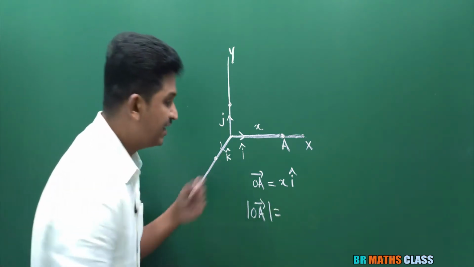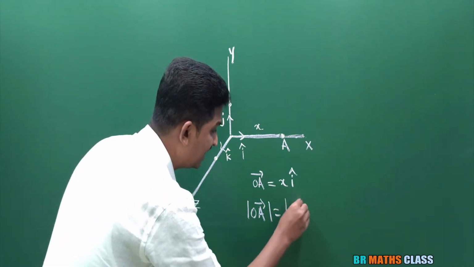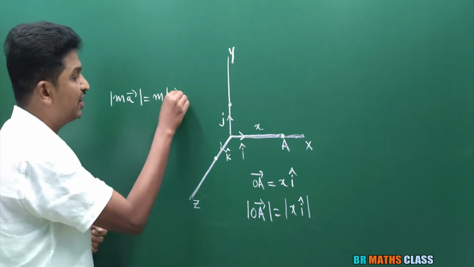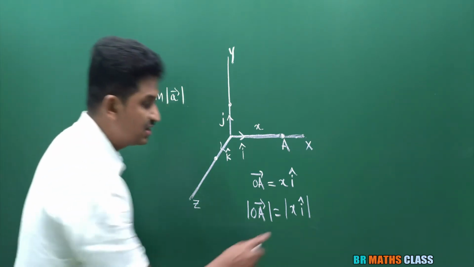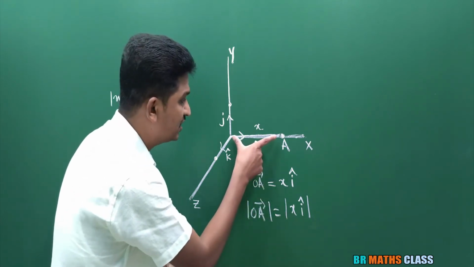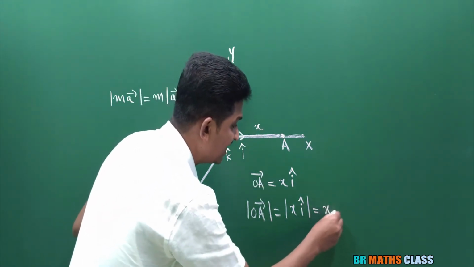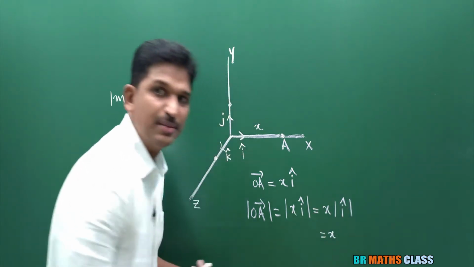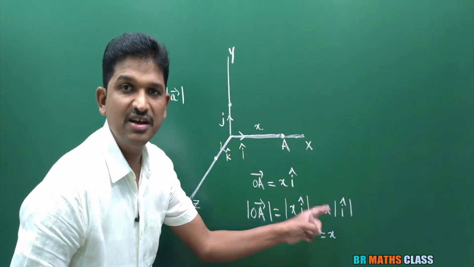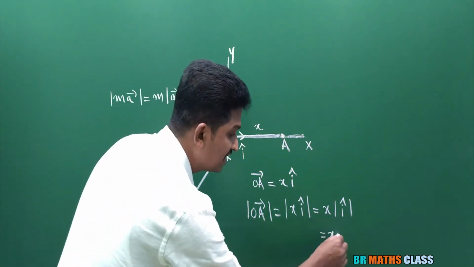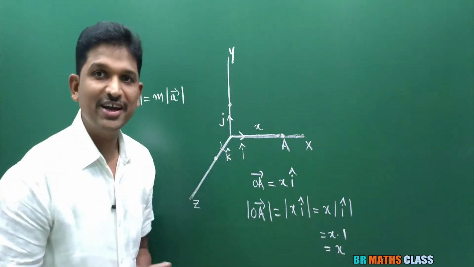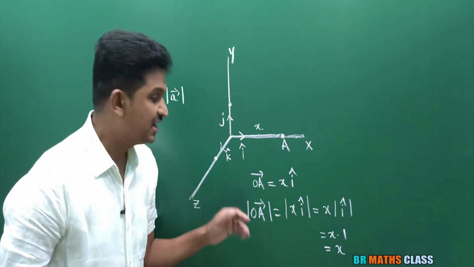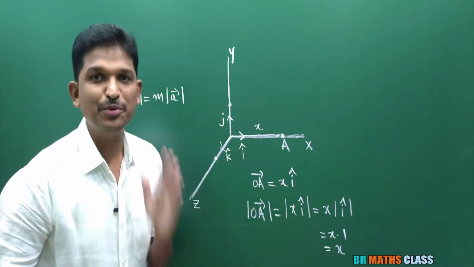Magnitude of OA bar. Here OA bar is x i cap. You know this formula: magnitude of m a bar is m into magnitude of a bar when m is positive. Here x is clearly positive because the length OA is x. This can be written as x into magnitude of i cap. i cap is a unit vector, na? Its magnitude is 1. So x into 1 is x. What I am trying to say is, if OA is x, then OA bar can be written as x i cap. That is the main point I want to say.